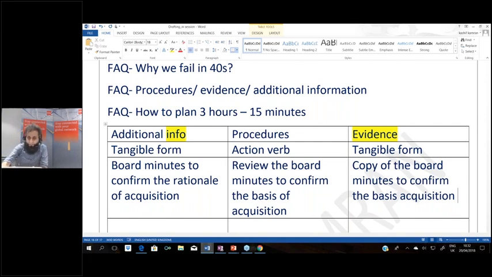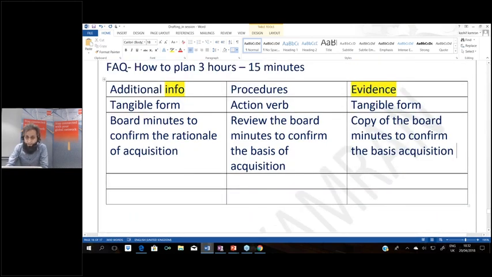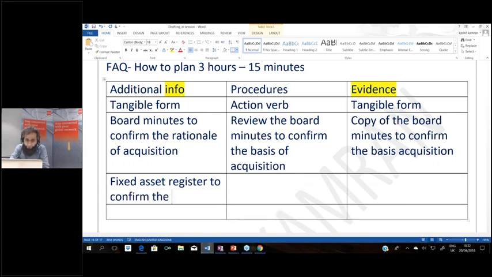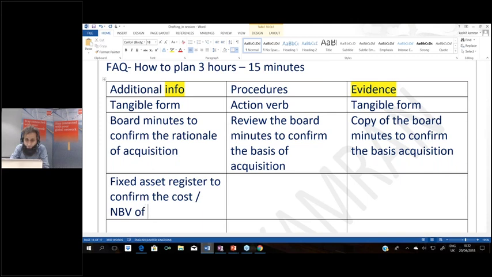Okay, is everyone becoming clear with this additional information and procedure? Let me do one more exercise. Suppose I say the tangible form is the fixed asset register. The fixed asset register is the information I need from the management. When I go to the audit, I need information from the management, right? So the fixed asset register is the information: fixed asset register to confirm the cost and the net book value of the assets.